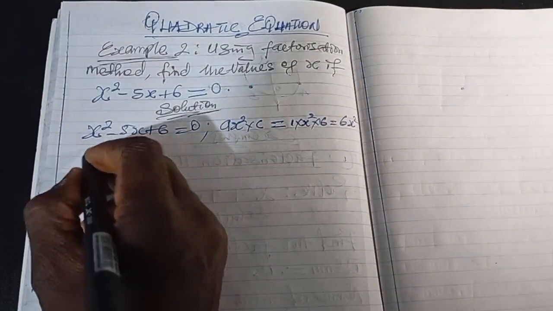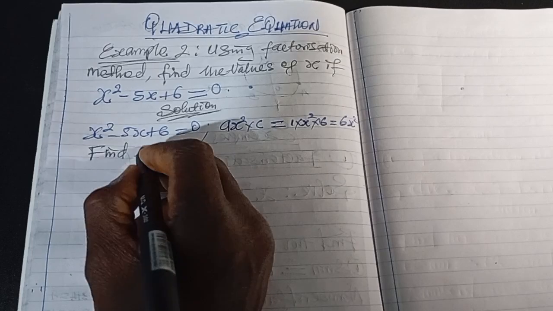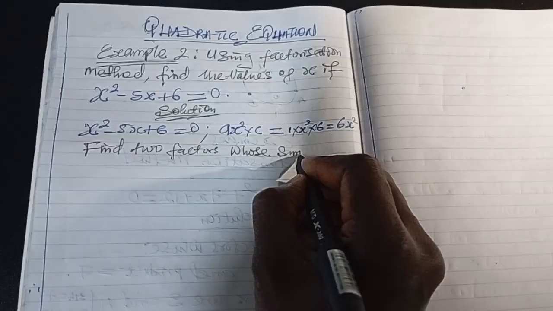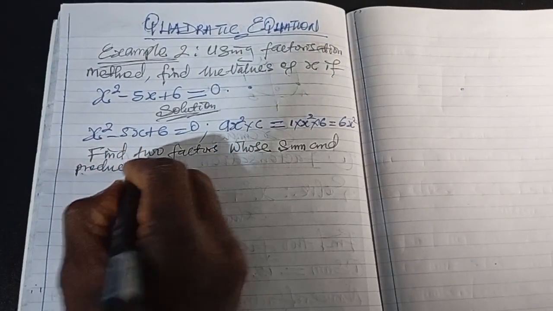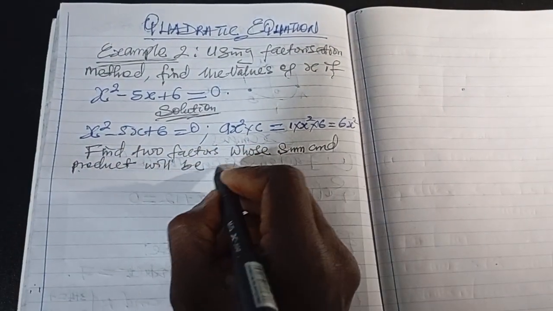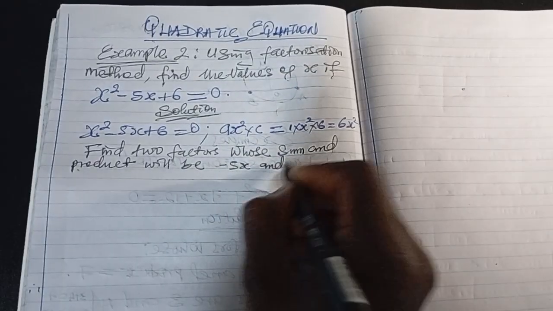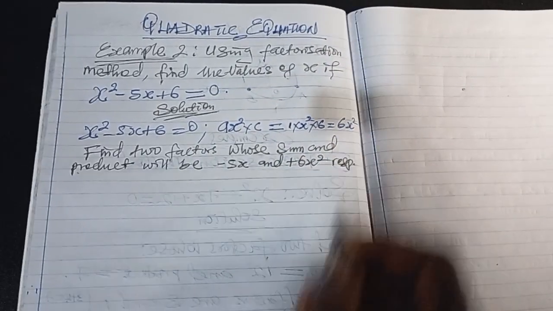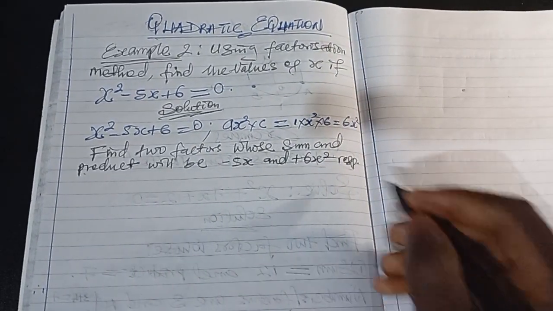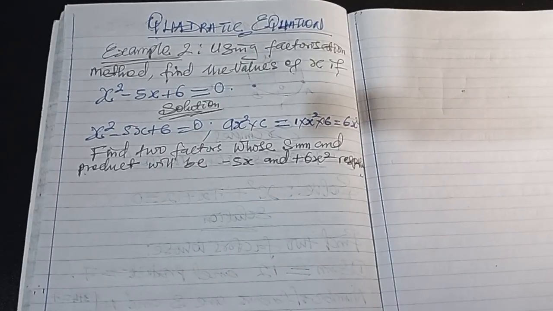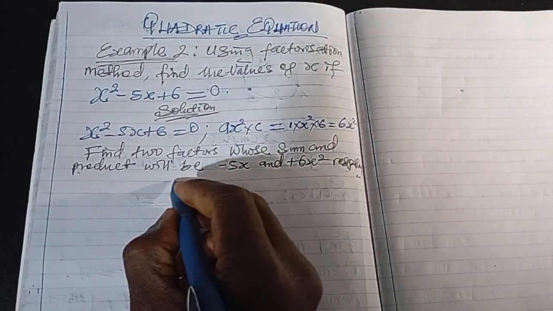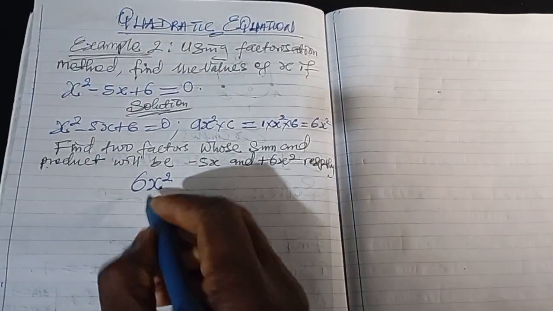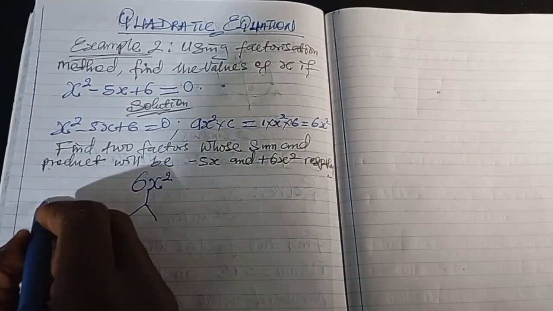Now we are going to find two factors whose sum and product would be minus 5x and positive 6x squared respectively. Okay, respectively. So I'm going to write 6x squared here. So we have 6x squared. Let's get the factors now.